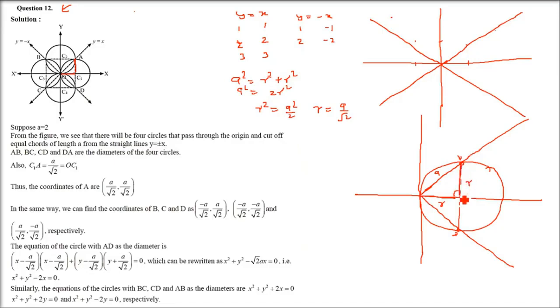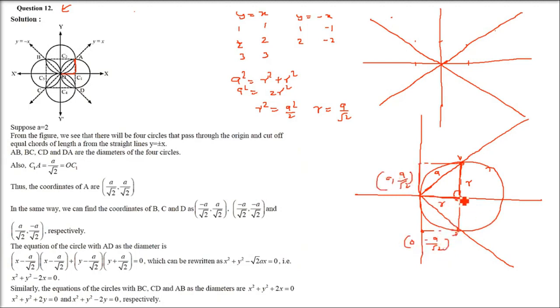Now this r is a by root 2, and this is actually the y-axis, so it's representing the y-coordinate. A by root 2, if you extend it to the y-axis, what is the below point? It will be similar with the negative sign. This point will be minus a by root 2. So 0 comma minus a by root 2, and this will be 0 comma a by root 2.